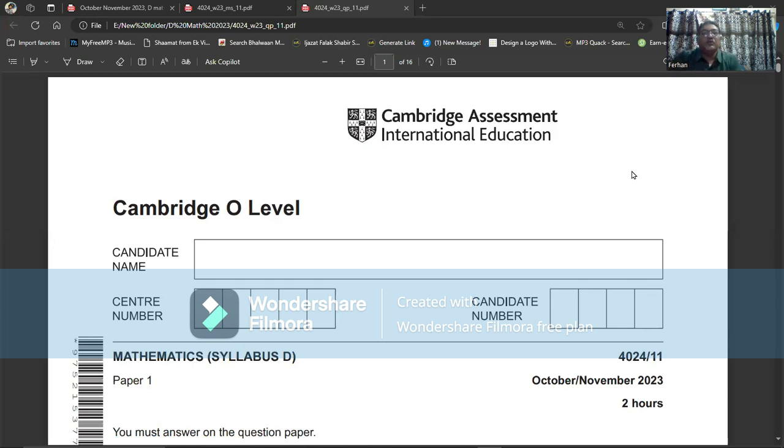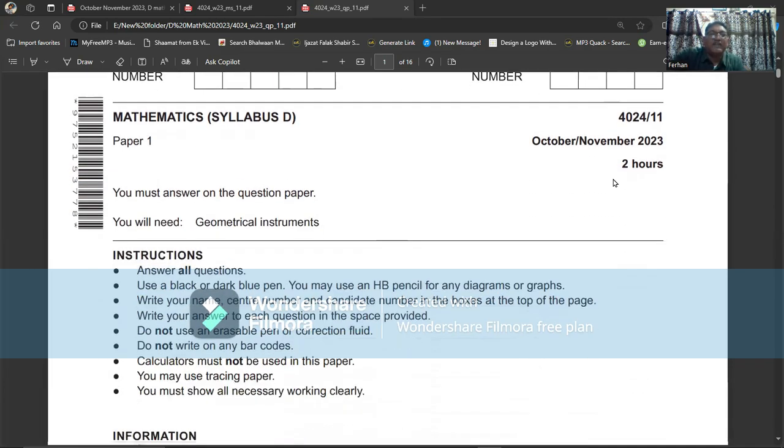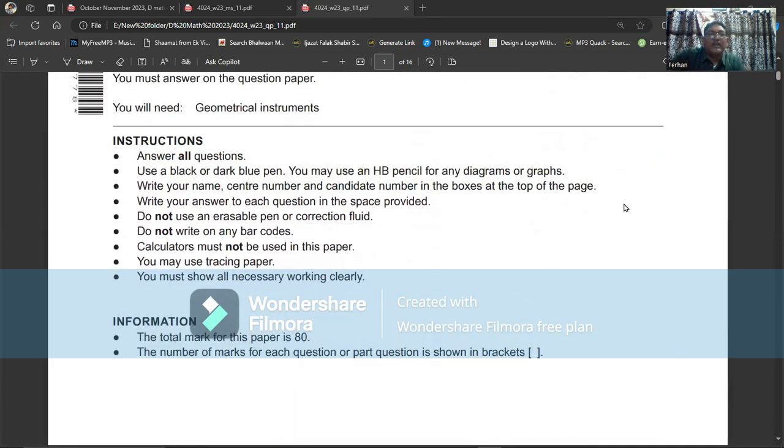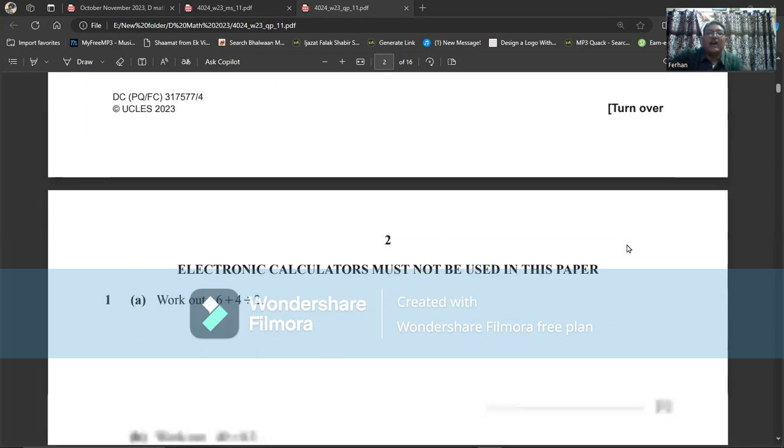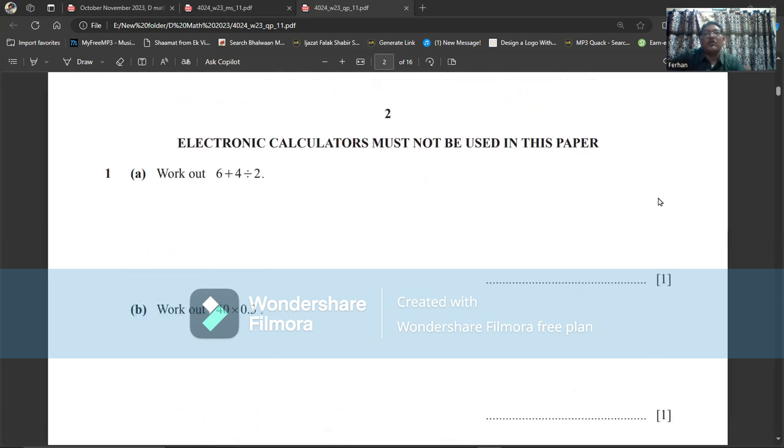So in front of you is the front page of this paper, 2023 October November Paper 1, time allowed 2 hours, and the calculator is not allowed in this paper. This paper is of 80 marks. Let's start. Let's go to the first question on your screen.